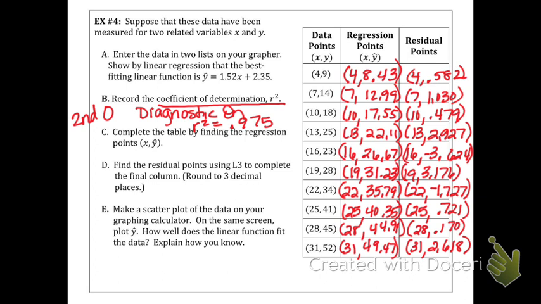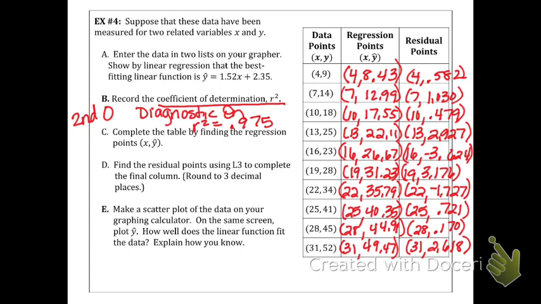Then I go to my zoom stat. I can see my data points there, and I can see my line. My line goes right through them, fits really well. So how well does a linear function fit the data? It fits it really well. We could also check looking at the residuals.